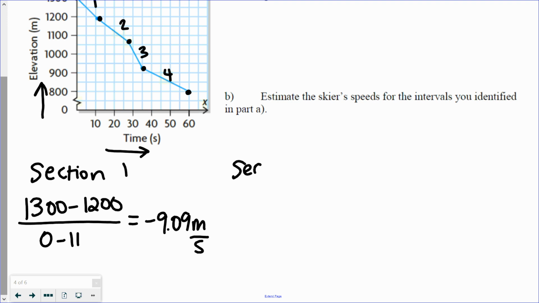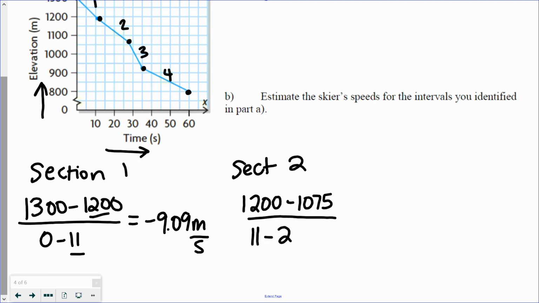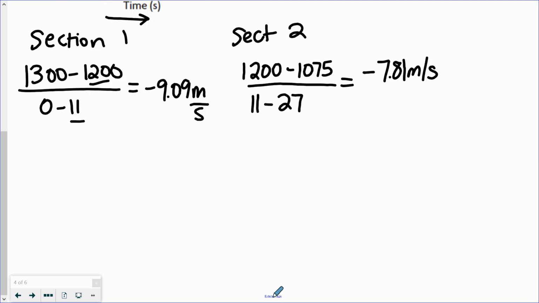So section 2. I used my 1200 that I had here as my starting point for section 2. And then I estimated that it went down to about 1075. I started with the 11 seconds that I had here, and I estimated that it went to about 27 seconds. And so for my speed, I got about negative 7.81 meters per second. So again, if you're off by a little bit, that's a-okay, just if you estimate it a little bit differently.